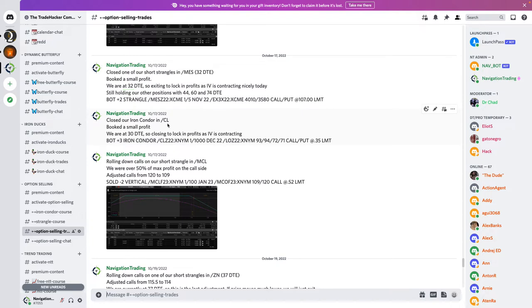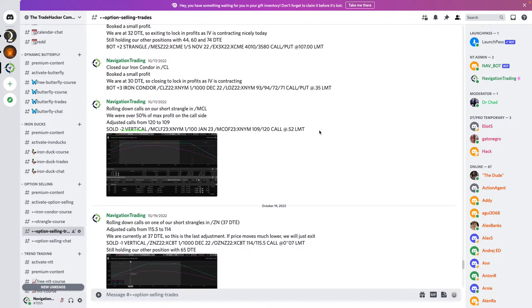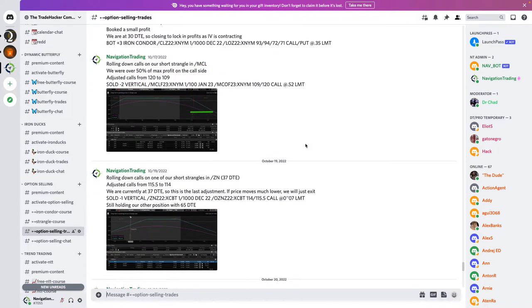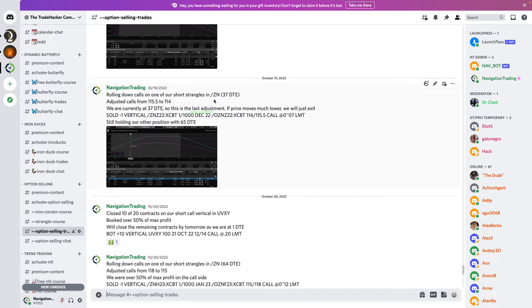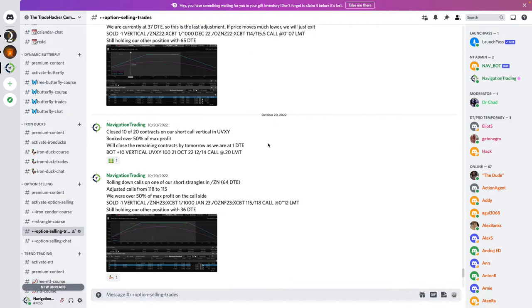We also closed out our iron condor in oil, booked a small profit on that one. Rolled down calls on our short strangle in the micro oils. Rolled down calls in one of our ZN short strangles. So this one I'll get to. We're actually going to take this off today. As I mentioned here, this was the last adjustment. At that point, we're down to 37 days to expiration, and price just keeps moving down. So we're going to have to say uncle on that one and call it a loss, our first short strangle loss of the year.